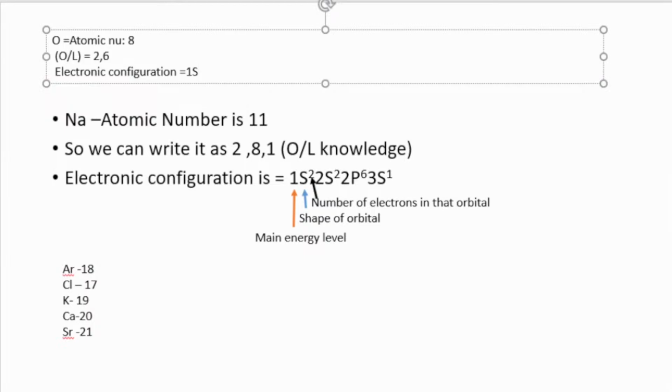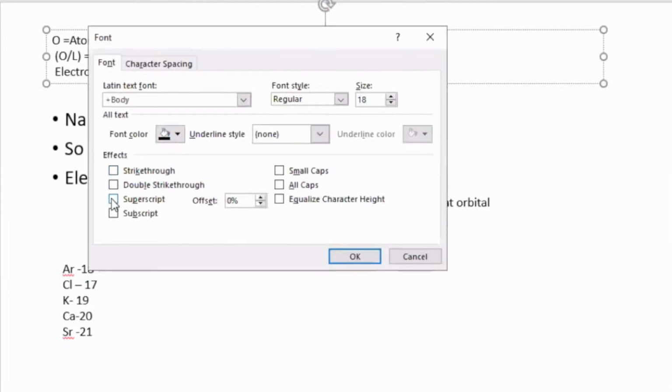The first energy level contains only one subshell. It contains two electrons. Okay, that is what you wrote in your O levels as 2.